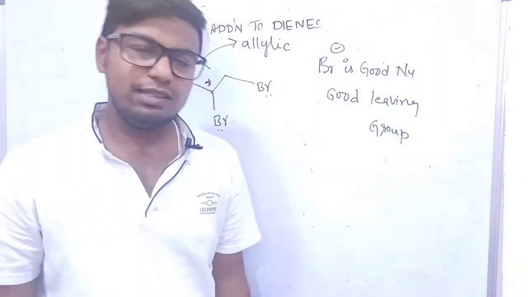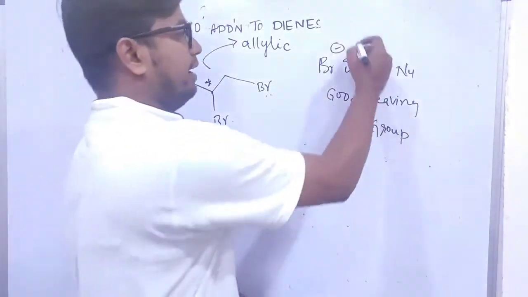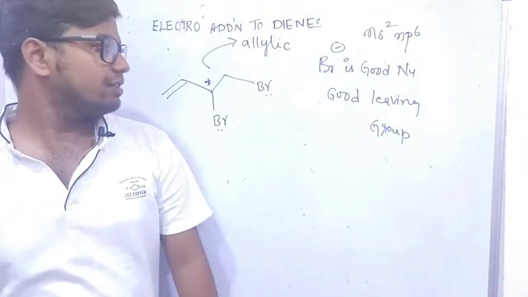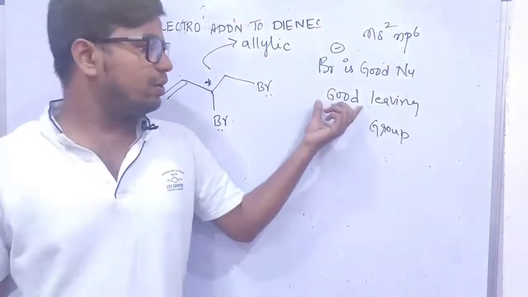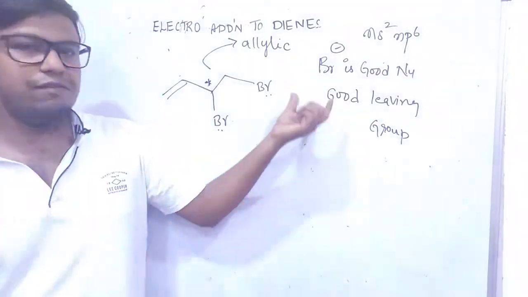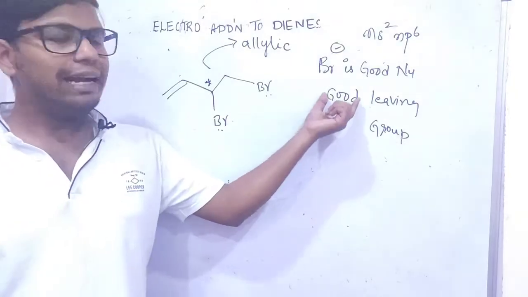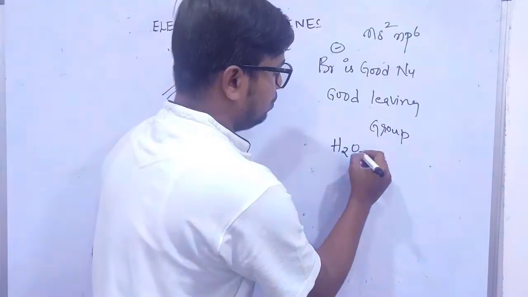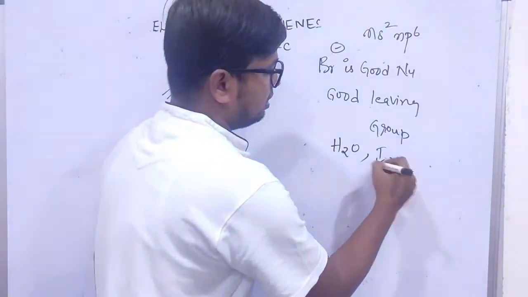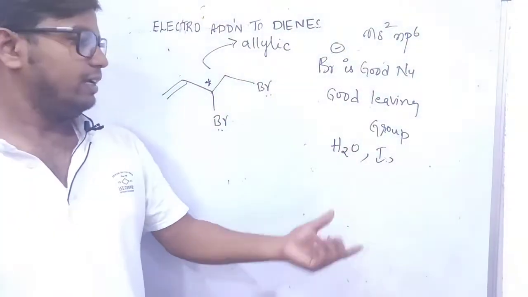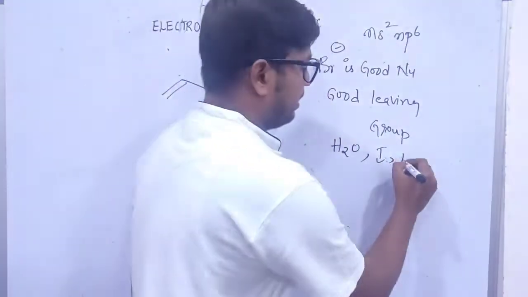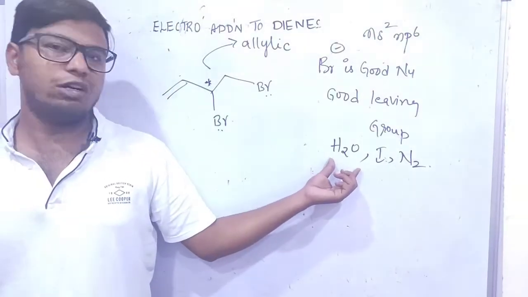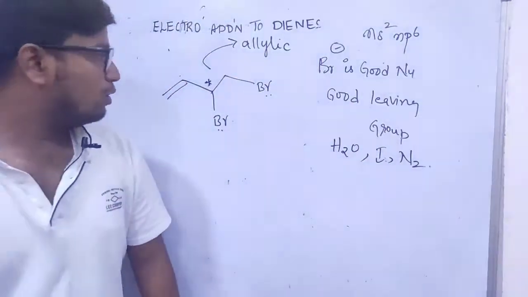Why? Because Br minus is stabilized. It has an octet configuration, 4s2 4p6, that means it has the noble gas configuration. So Br minus exists individually; it is a stabilized anion. That's why it acts as a good leaving group. There are a lot of other good leaving groups. For example, water is a good leaving group and iodine is also one. Nitrogen is perhaps considered the best leaving group. Next, water, iodine, bromine, etc. A lot of leaving groups are there.